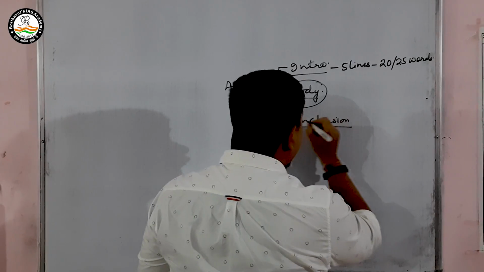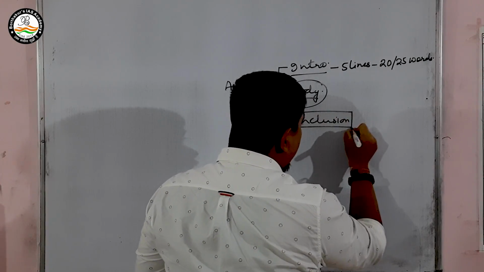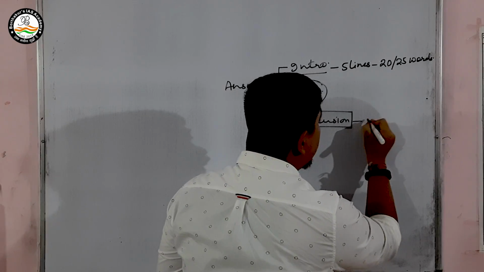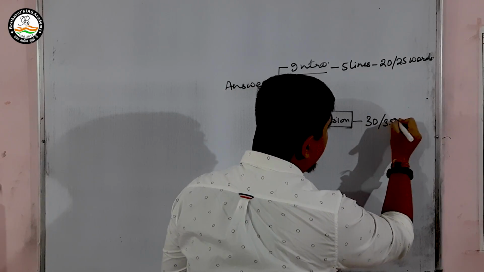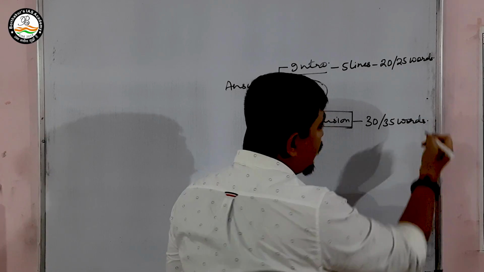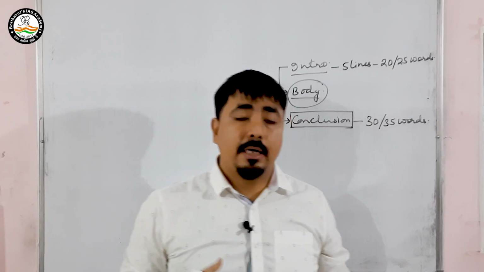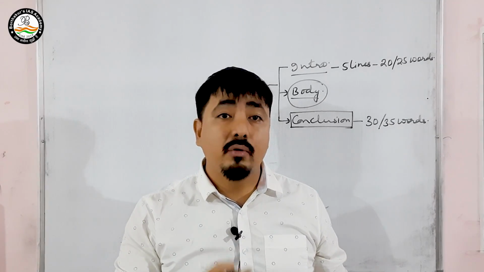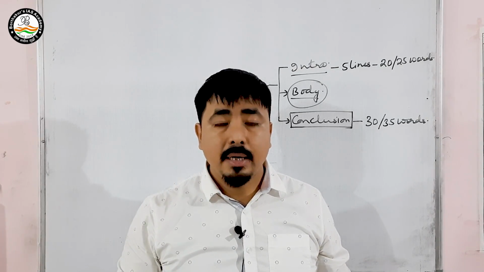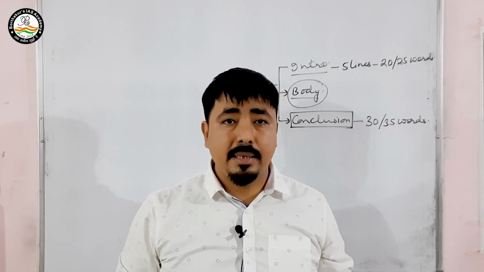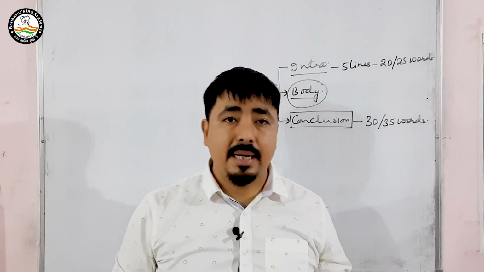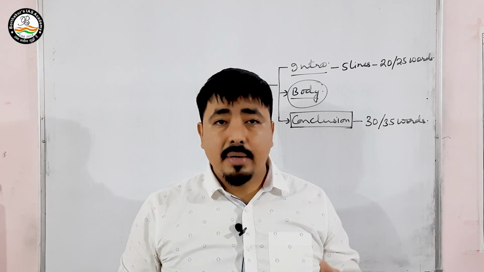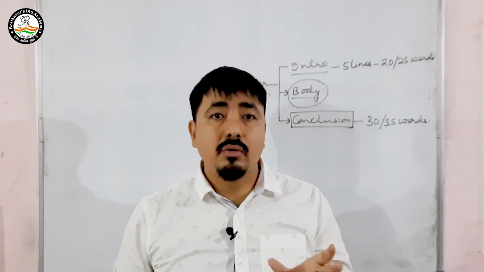Then the conclusion part should consist of around 30 to 35 words. If the question is talking about certain problems in our society, then you should talk about giving a way forward in your conclusion. You can use taglines of the present government, for example, sabka saath sabka vikas. You can use these types of taglines. You can also use quotes.